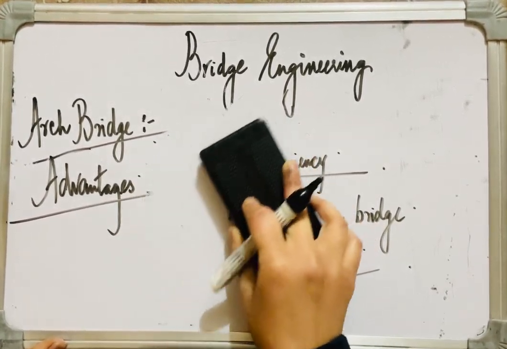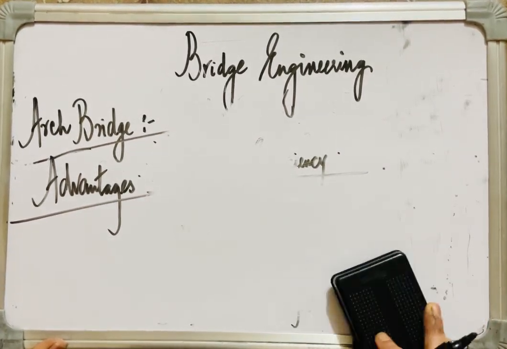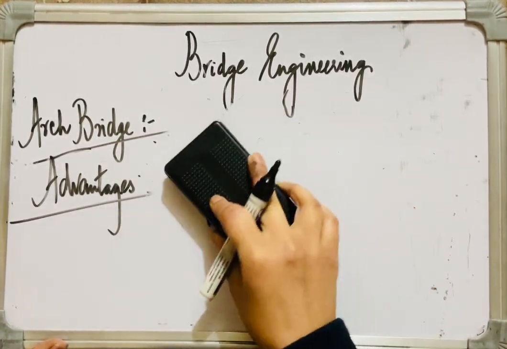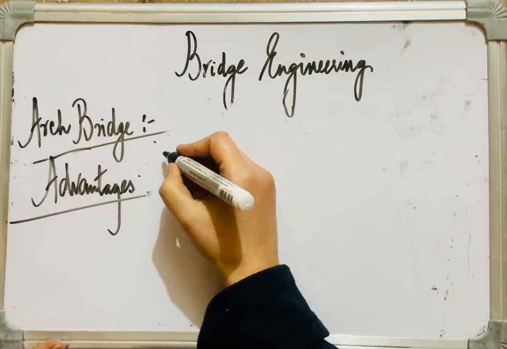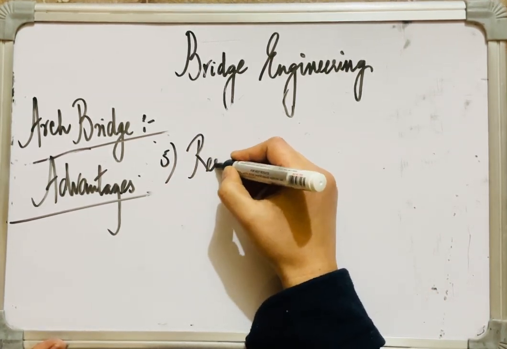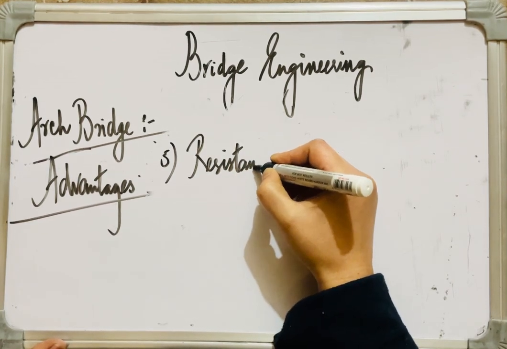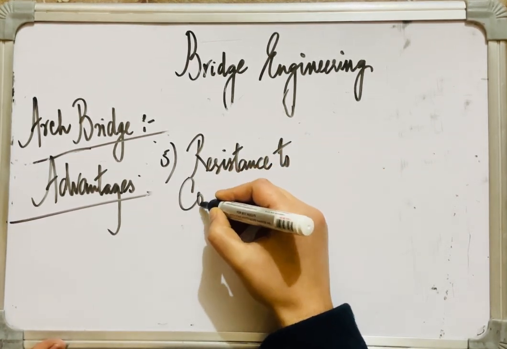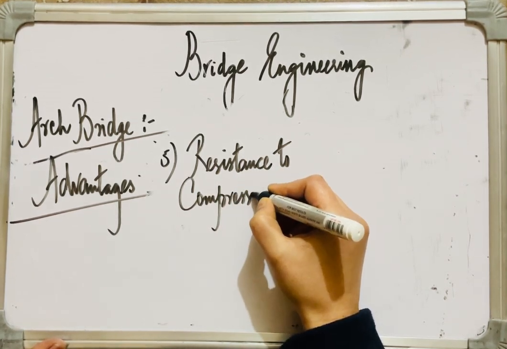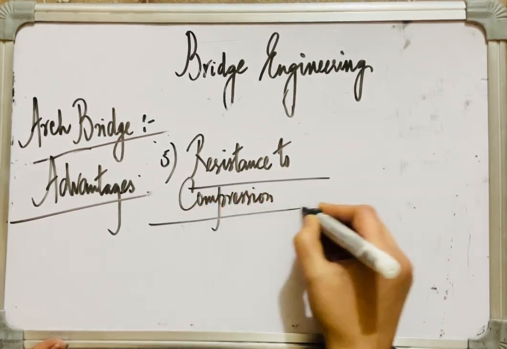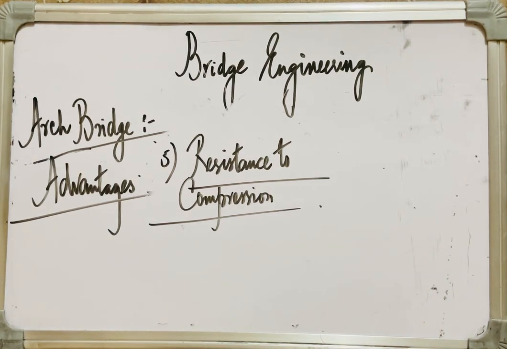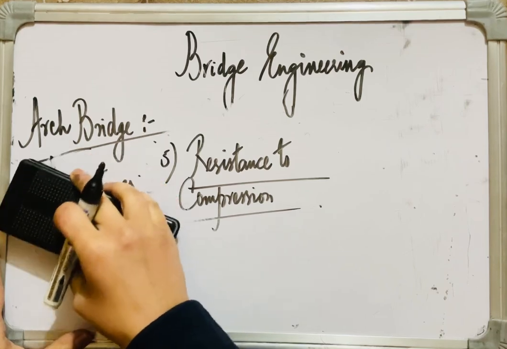Next advantage is resistance to compression. As already discussed, this arch shape naturally resists bending and is highly effective in bearing weight, thus making it ideal for crossing wide valleys or rivers. All right. So these were the advantages of the arch bridges.